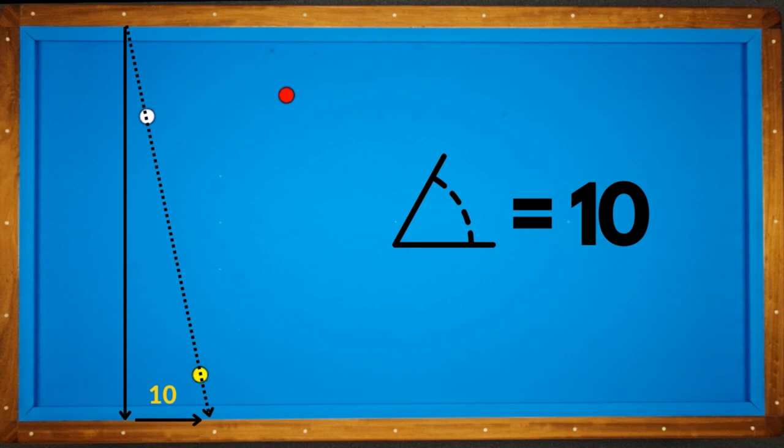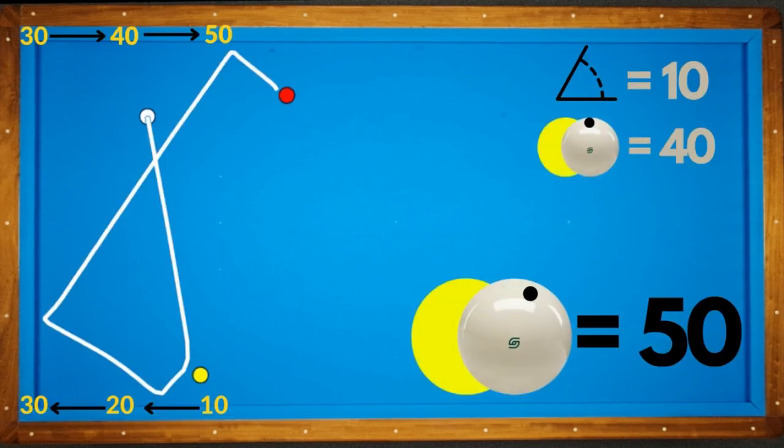Let's make an example. This is one of the standard short angle positions. There is an angle of 10 points between cue and object ball, so I start to count from 10. That means half bullet and 10 points side spin will bring the point.